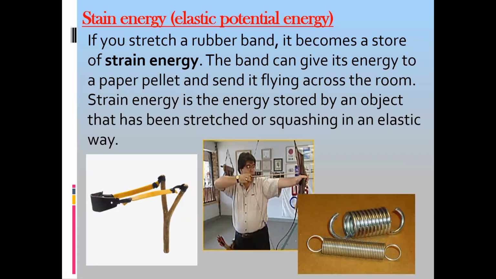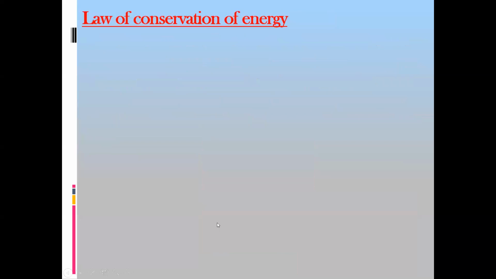Even if we have a spring, we compress the spring or we stretch the spring, it will also store energy, and that energy is known as elastic strain energy. Is the concept of elastic strain energy clear? The energy stored in the object due to deformation, due to change in length, shape, or size. So these are the forms of energies.